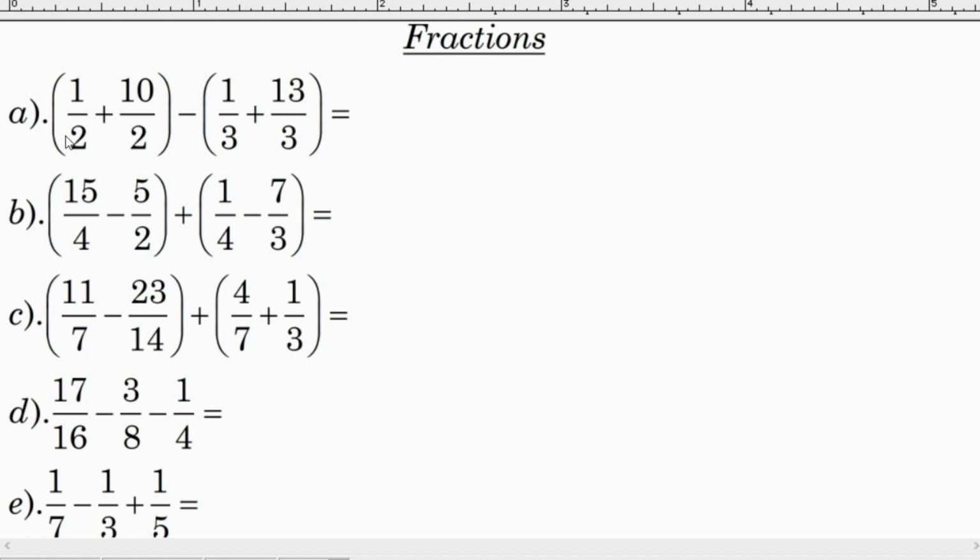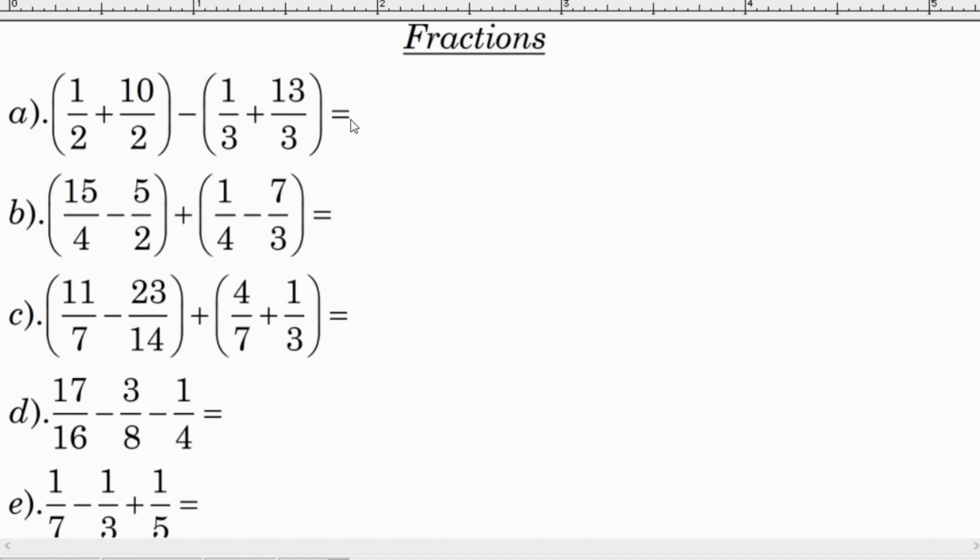Let's solve it together. As we can see, we have 1/2 plus 10/2. So 2 is the same denominator, right? And here we have 1/3 plus 13/3. 3 is the same denominator. And the rule is, we just put the same denominator and then we add the numerators together.